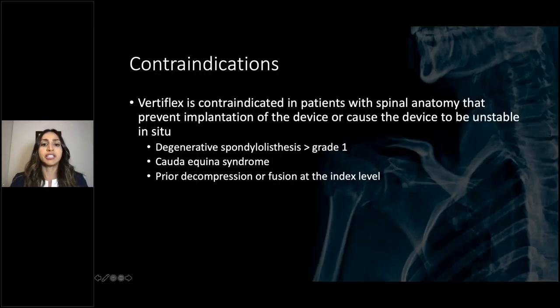So it's contraindicated in patients with spinal anatomy that simply prevents implantation of the device or can cause the device to be unstable in situ. So this is contraindicated in patients with greater than grade one spondylolisthesis, cauda equina syndrome, and prior decompression or fusion at the index level.